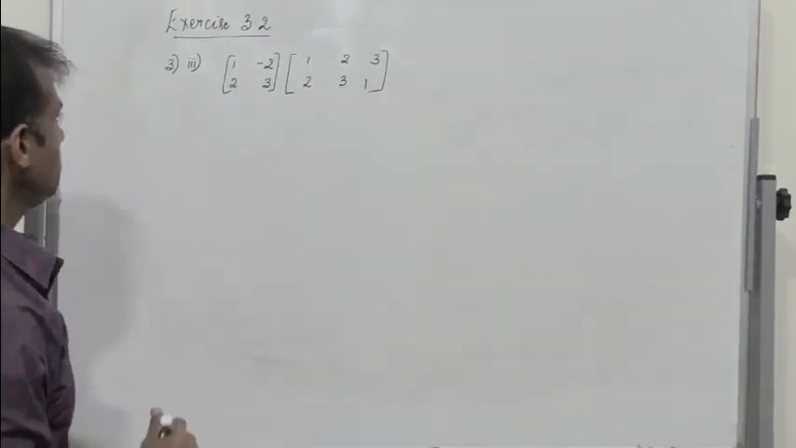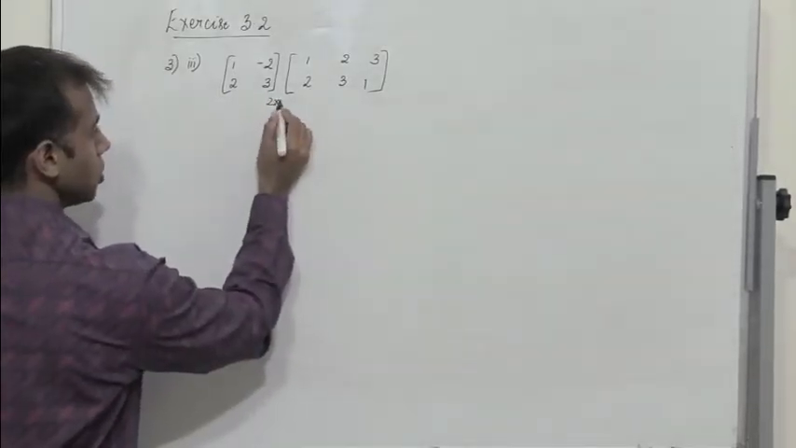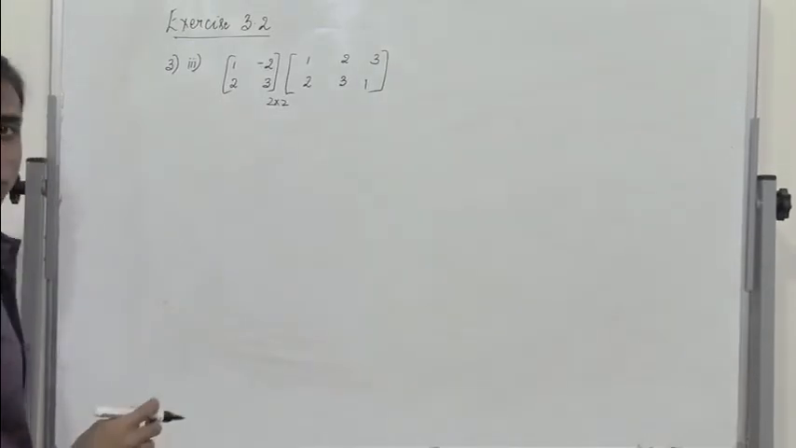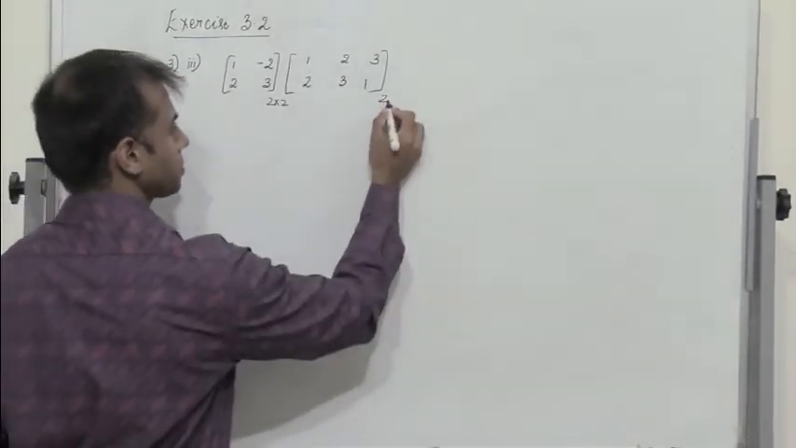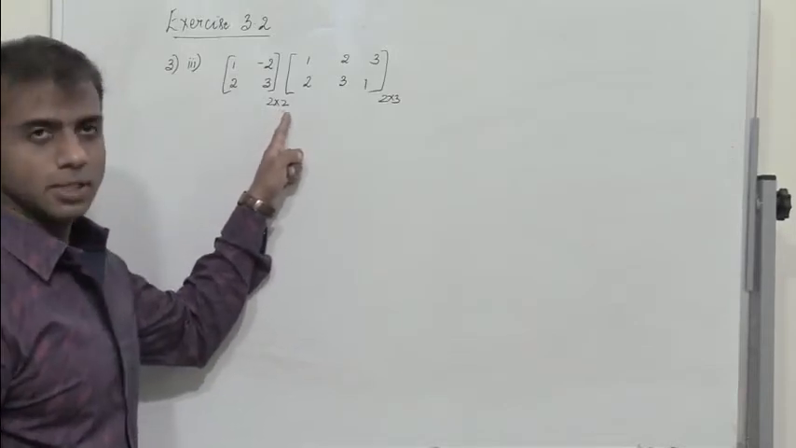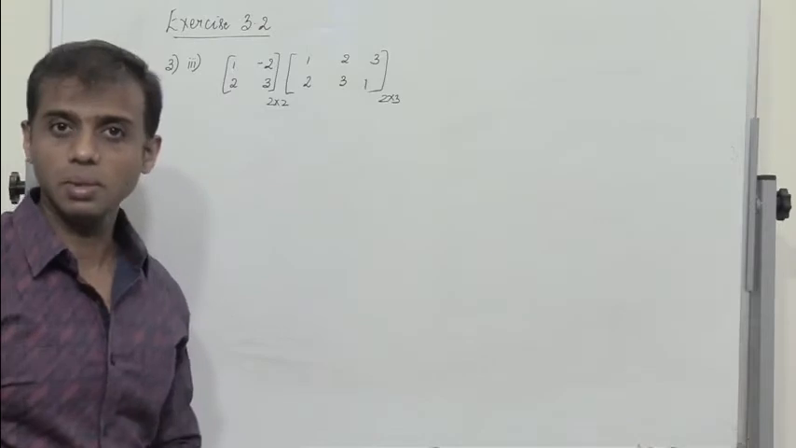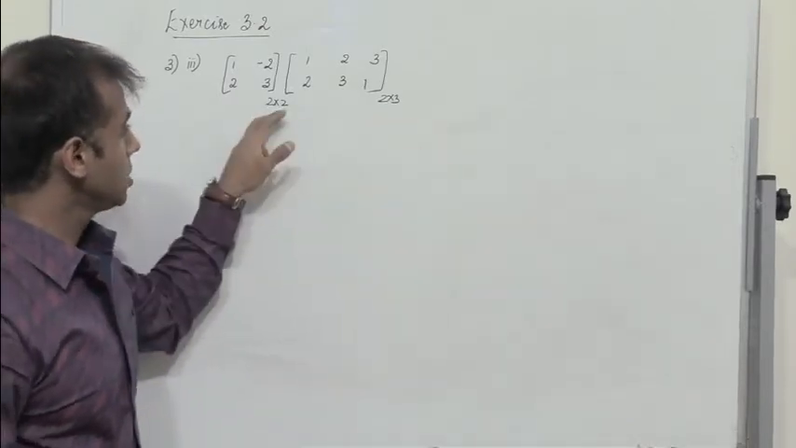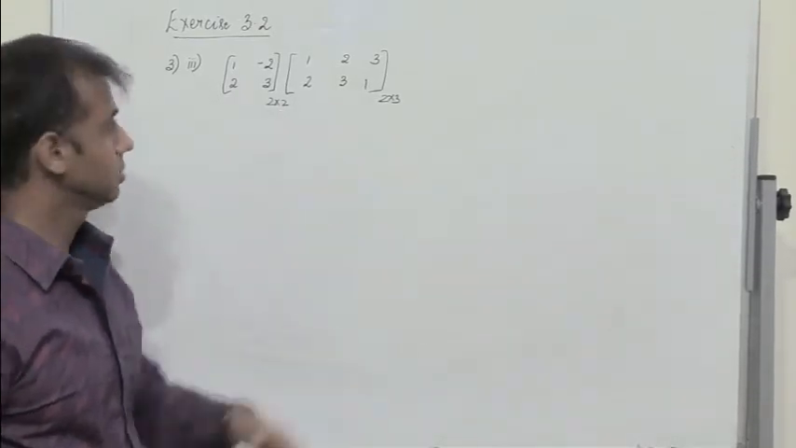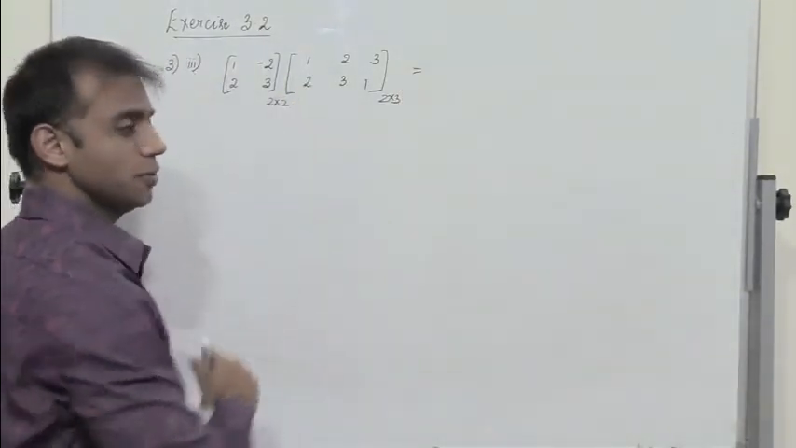So the third problem, multiply these two matrices. So this is of order 2 cross 2, but this matrix is of order 2 cross 3. So of course the column of the first matrix and the rows of the second matrix do match. So these two matrices can be multiplied, but the resultant matrix will be of order 2 cross 3. Right? So let us multiply them. First row into first column.